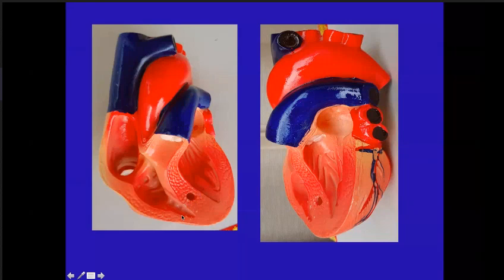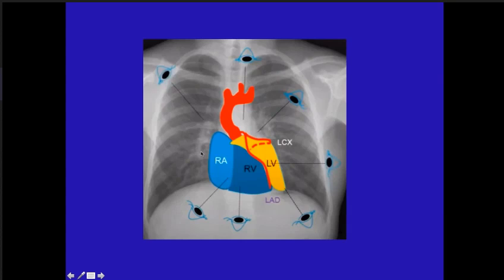Therefore, you need multiple views, and not only AP, lateral, RAO and LAO, but you also need cranial RAO, cranial LAO, caudal LAO, plain caudal RAO, and multiple views so that you can see all parts of these curved structures. That's the most important thing. And that's why you need a cath lab, the modern cath lab.